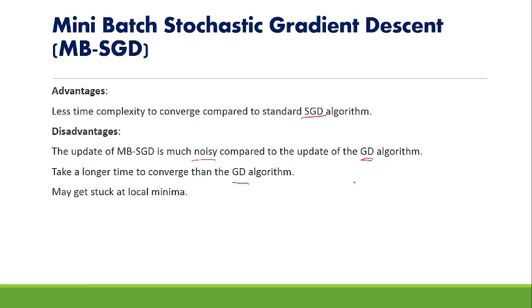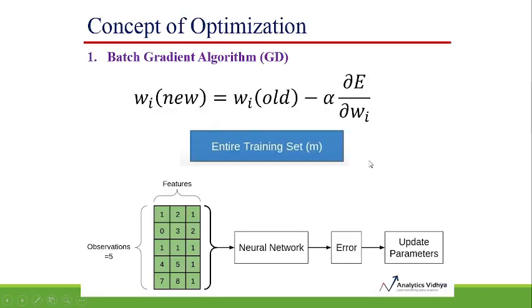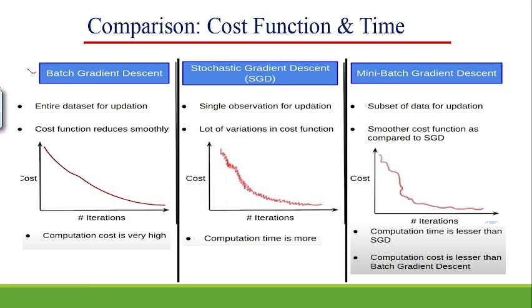See, batch wise, let me compare this. We have three: batch gradient descent, stochastic gradient descent, and mini batch. Here you are considering the entire dataset for updation. In stochastic, a single observation, and in mini batch you are considering a subset for updations. Data wise, this is the difference. The cost function reduces smoothly, a smooth graph you will get here. A lot of variations you will observe in stochastic, and compared to this, mini batch is better than stochastic, but obviously compared to batch gradient descent, it still has some noise.